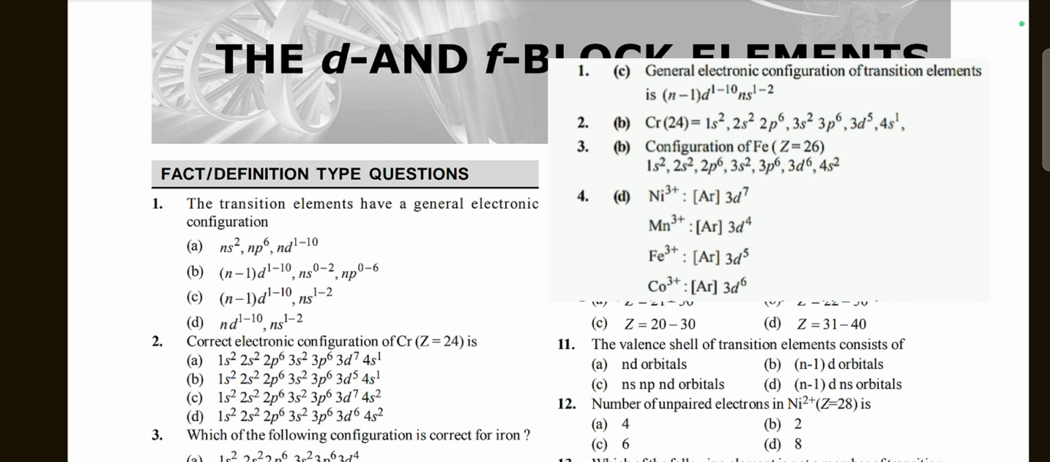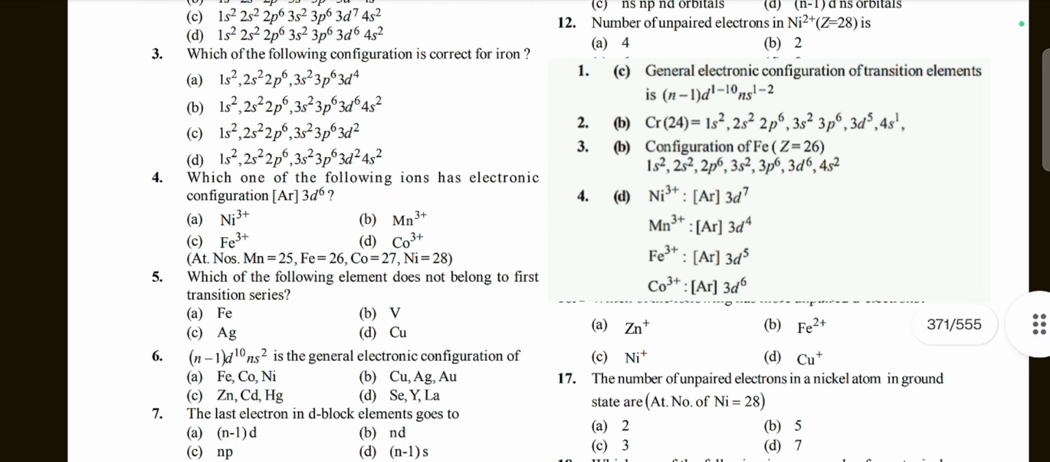Correct electronic configuration of chromium is, so it will be option B. It is 3d5, 4s1. It is an exception. Which of the following configurations is correct for iron? So option B will be the answer, 3d6, 4s2, since it is Z equals 26.